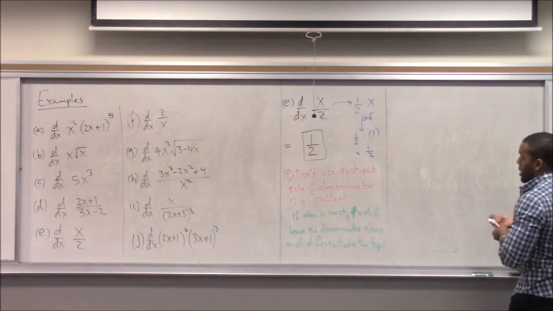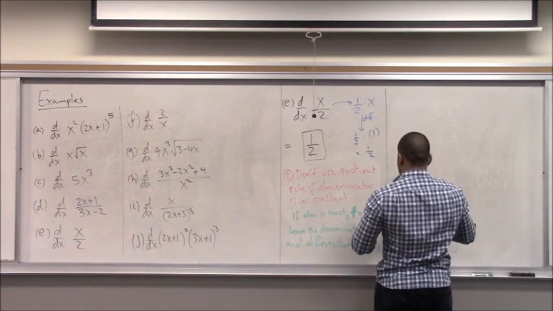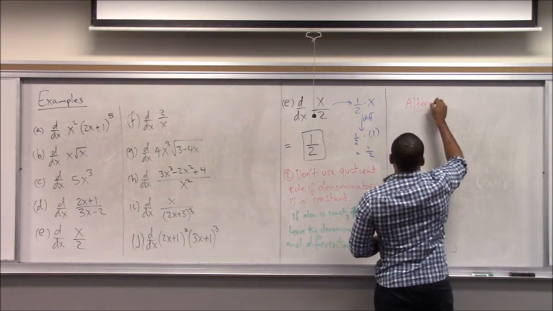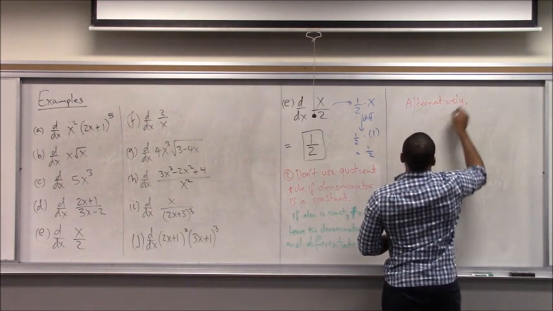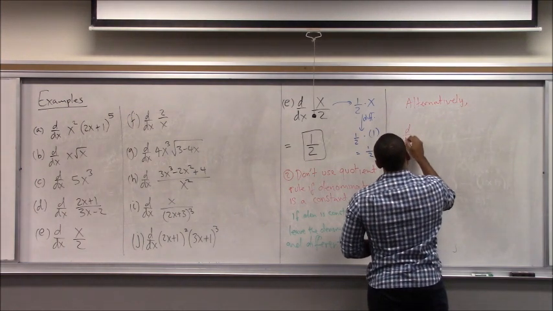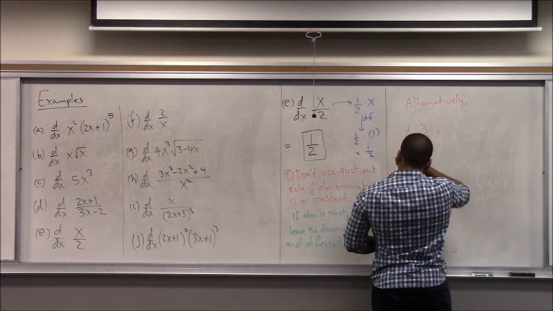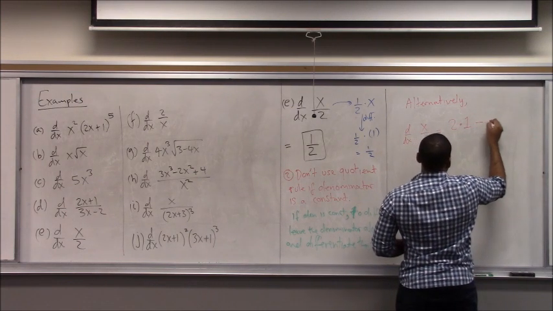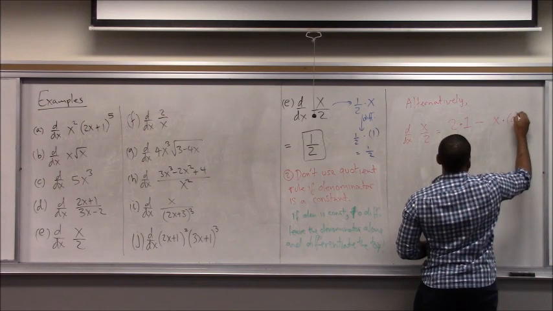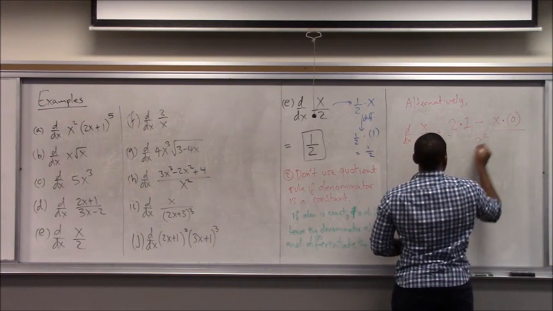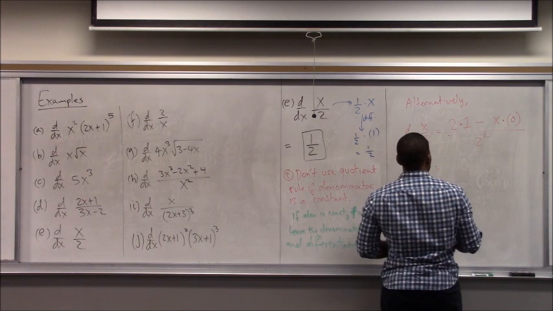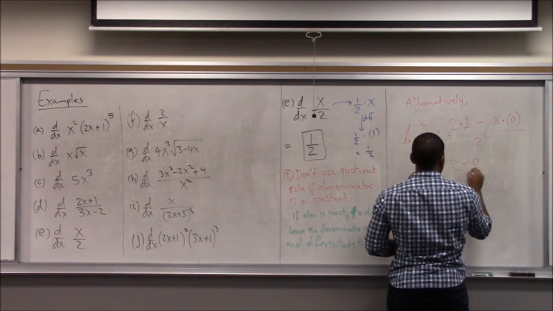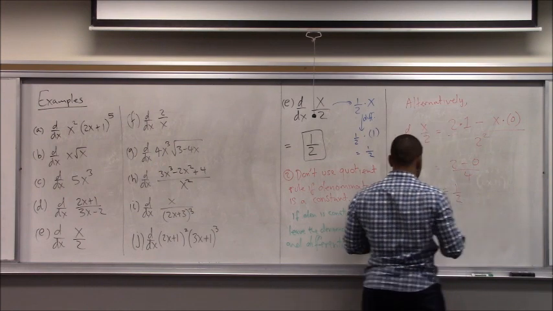So alternatively, if you thought of using the quotient rule here, which I would not recommend, you would have the bottom times the derivative of the top minus the top times the derivative of the bottom over the bottom squared. And so that would give you 2 minus 0 over 4, so you'll still get the half back again.